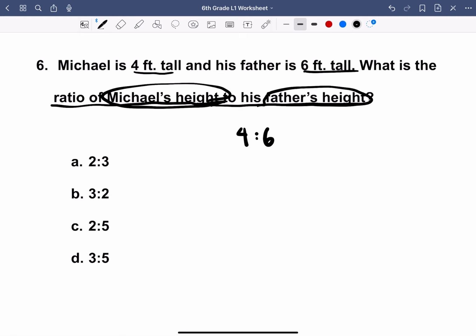Now, looking at this, we again want our simplest form. So we divide this by 2, and we get 2 to 3. And our answer is A.